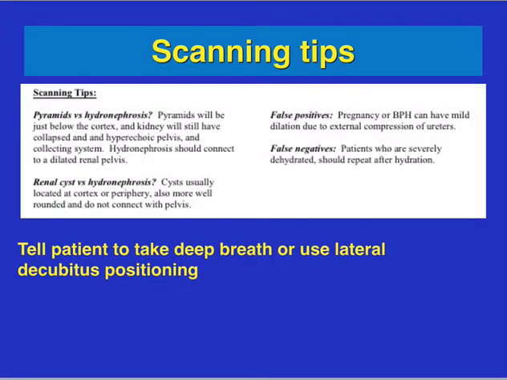So a few things about scanning tips. If you're trying to determine between pyramids and hydronephrosis, the pyramids will be just below the cortex, and the hydronephrosis should connect to a dilated renal pelvis. Renal cyst versus hydronephrosis: the cysts usually are located at the cortex in the periphery. You can get false positives in pregnancy and prostatic hypertrophy, and you can get false negatives in patients who are severely dehydrated, so you should repeat after hydration.